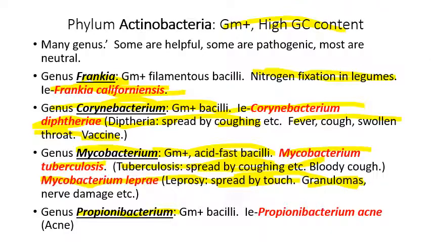Okay, finally a rather mundane one down here at the bottom: Propionibacterium, for example, Propionibacterium acnes, which causes acne on the face. The sebaceous glands and the hair follicles on the face sometimes get clogged, and these bacteria like to live in the follicle and eat the proteins that are produced, the sebaceous fluids that are produced.